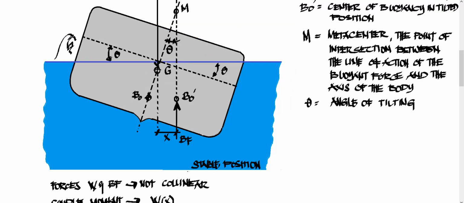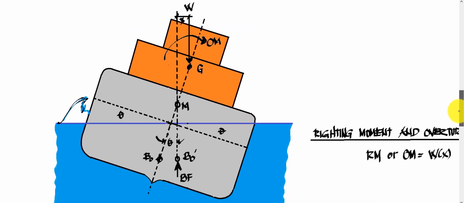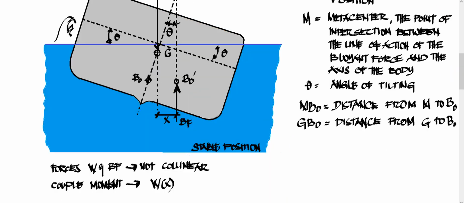Okay, so the couple on this figure. I will add representations of length here. So we have your MBO. So this represents the distance from M. MBO is the distance from M to BO. So we have here from M to BO. So that will be the MBO. Then we have the GBO. So that is the distance from G to BO.